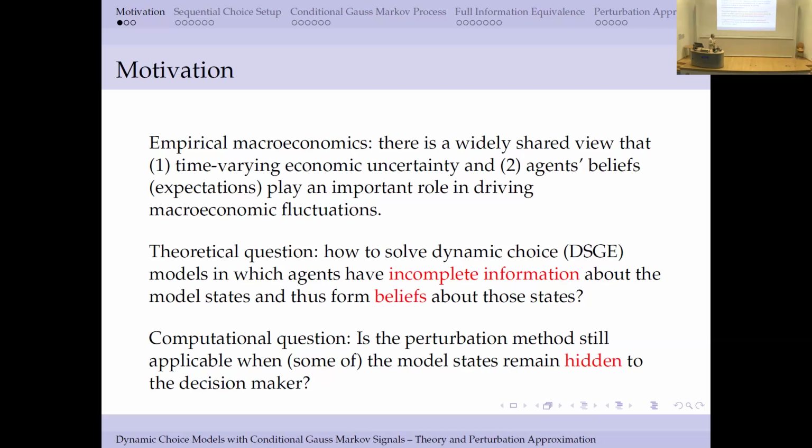And then the second question is going to be more computational, more practical. Even if I know how to solve a problem in theory, if that solution method is not something that I can implement on a computer, that's maybe not very useful. So we're going to also provide some computational answers that pertain to the applicability of the perturbation methods to this class of models.